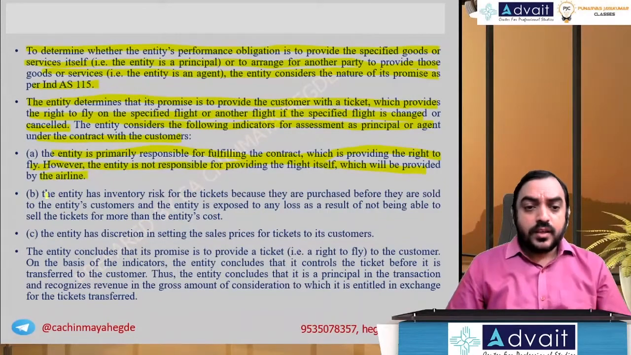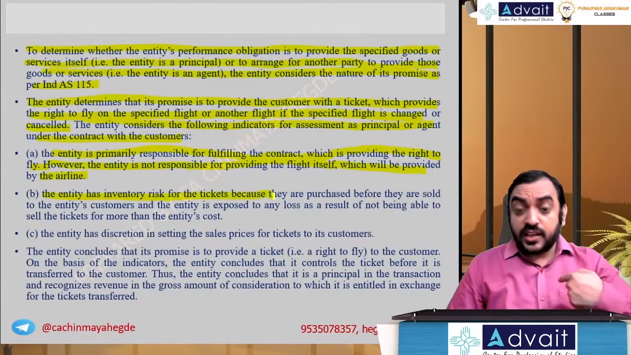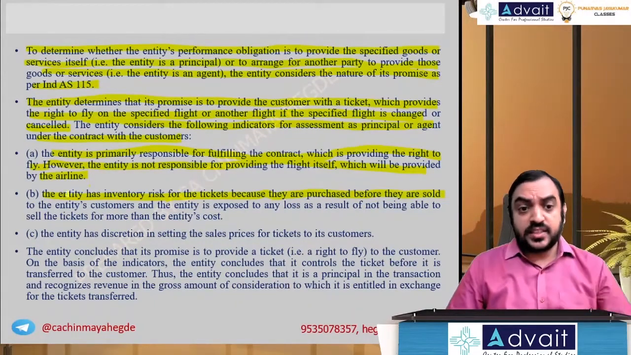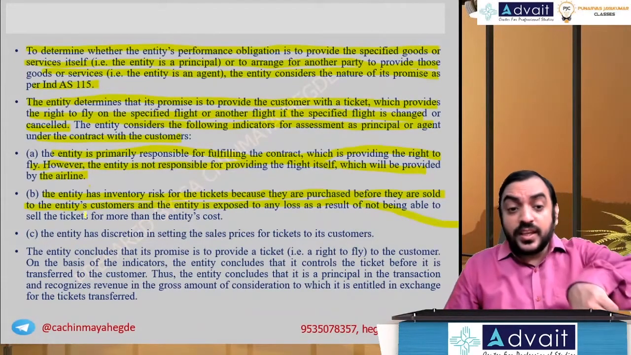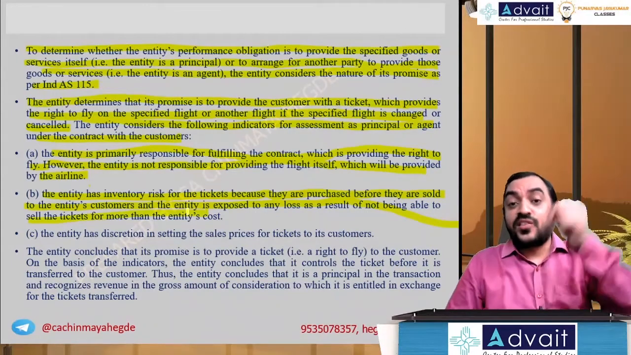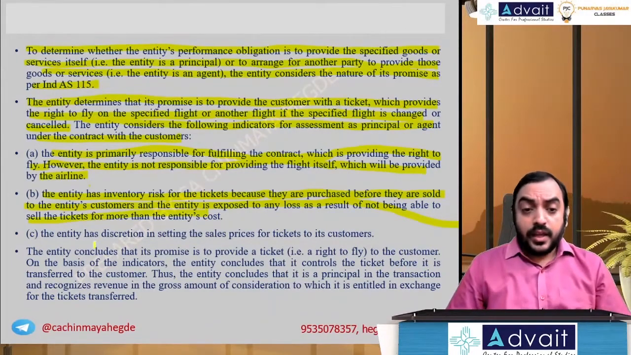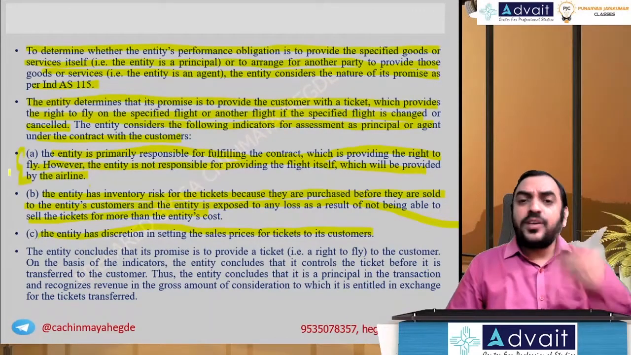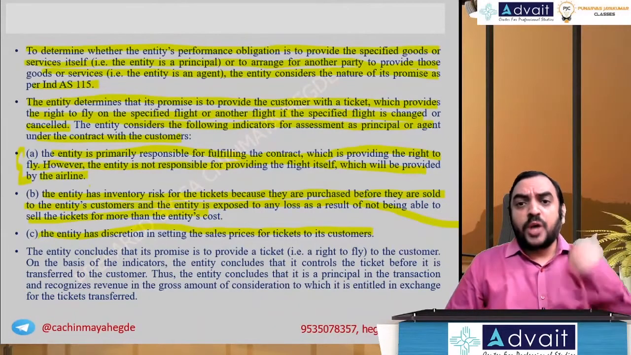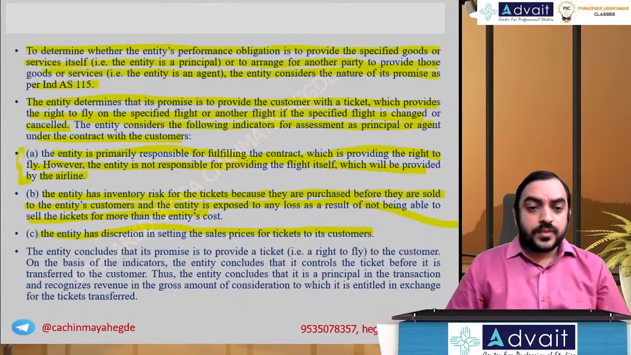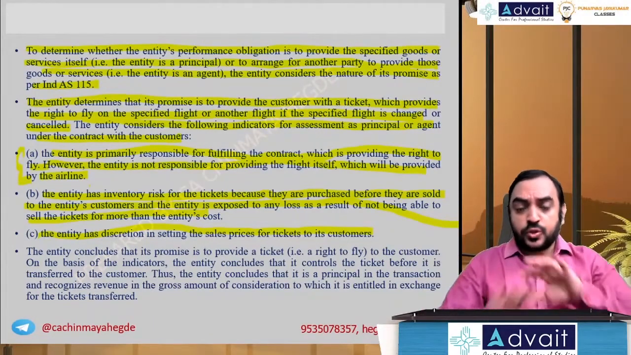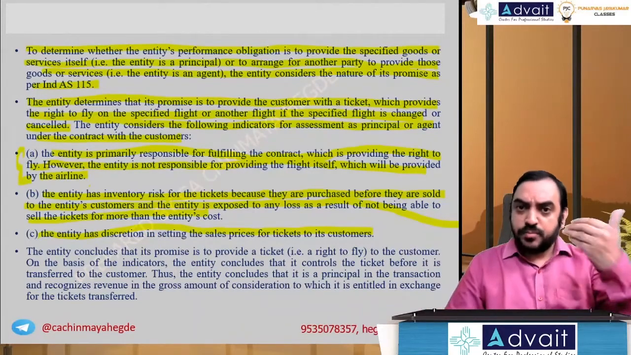That's okay. The entity has inventory risk for the tickets because they are purchased before they are sold. So if you are not able to sell, you carry the risk. The entity carries the risk, and is exposed to any loss as a result of not being able to sell the tickets for more than the entity's cost: inventory risk, holding cost. The entity has discretion in setting the sale price for the ticket to the customer. So the first point is not satisfied, because you are not providing the flight yourself. But the second and third points are satisfied, which tells us that you are a principal. So considering the above points, it might feel like it's a principal.